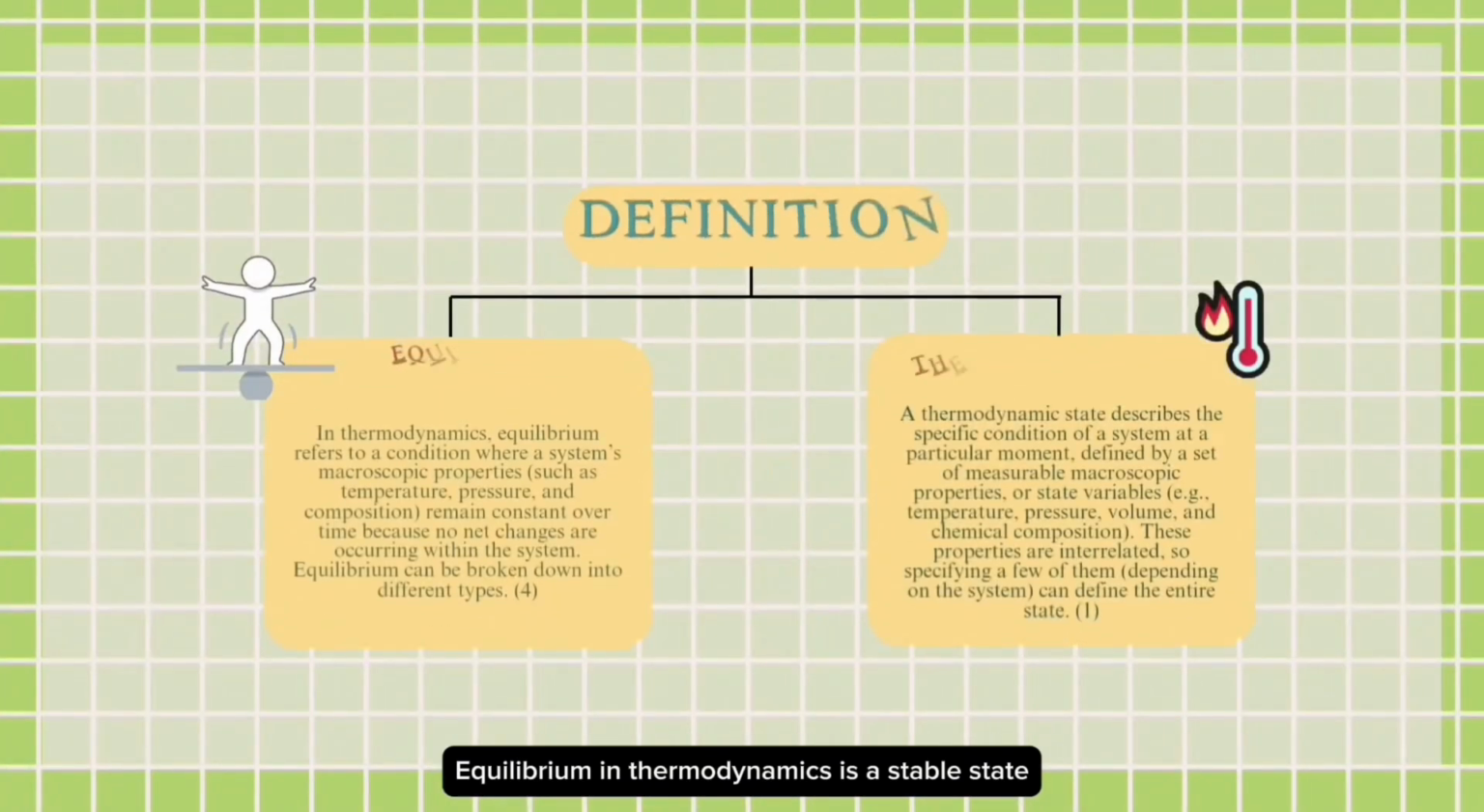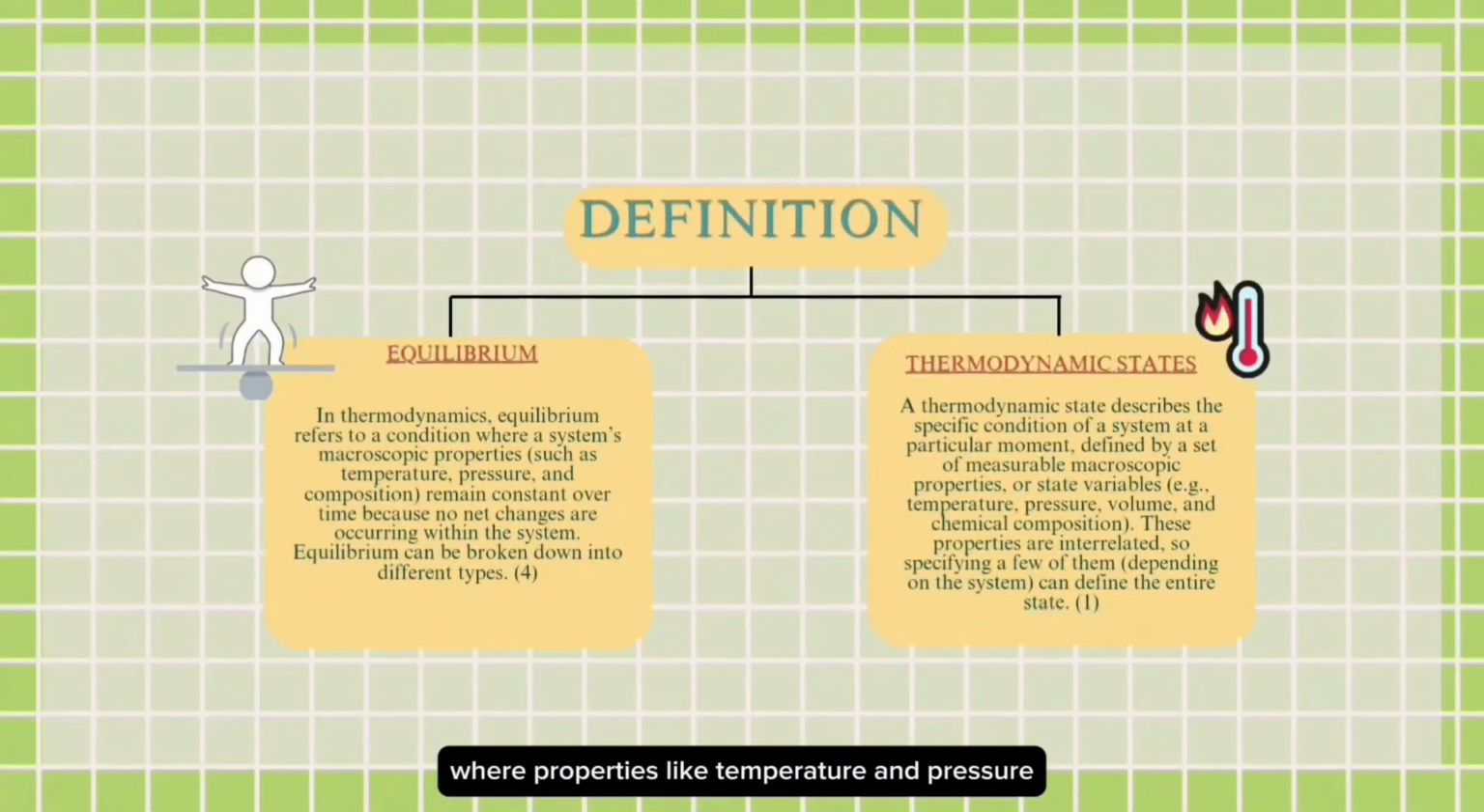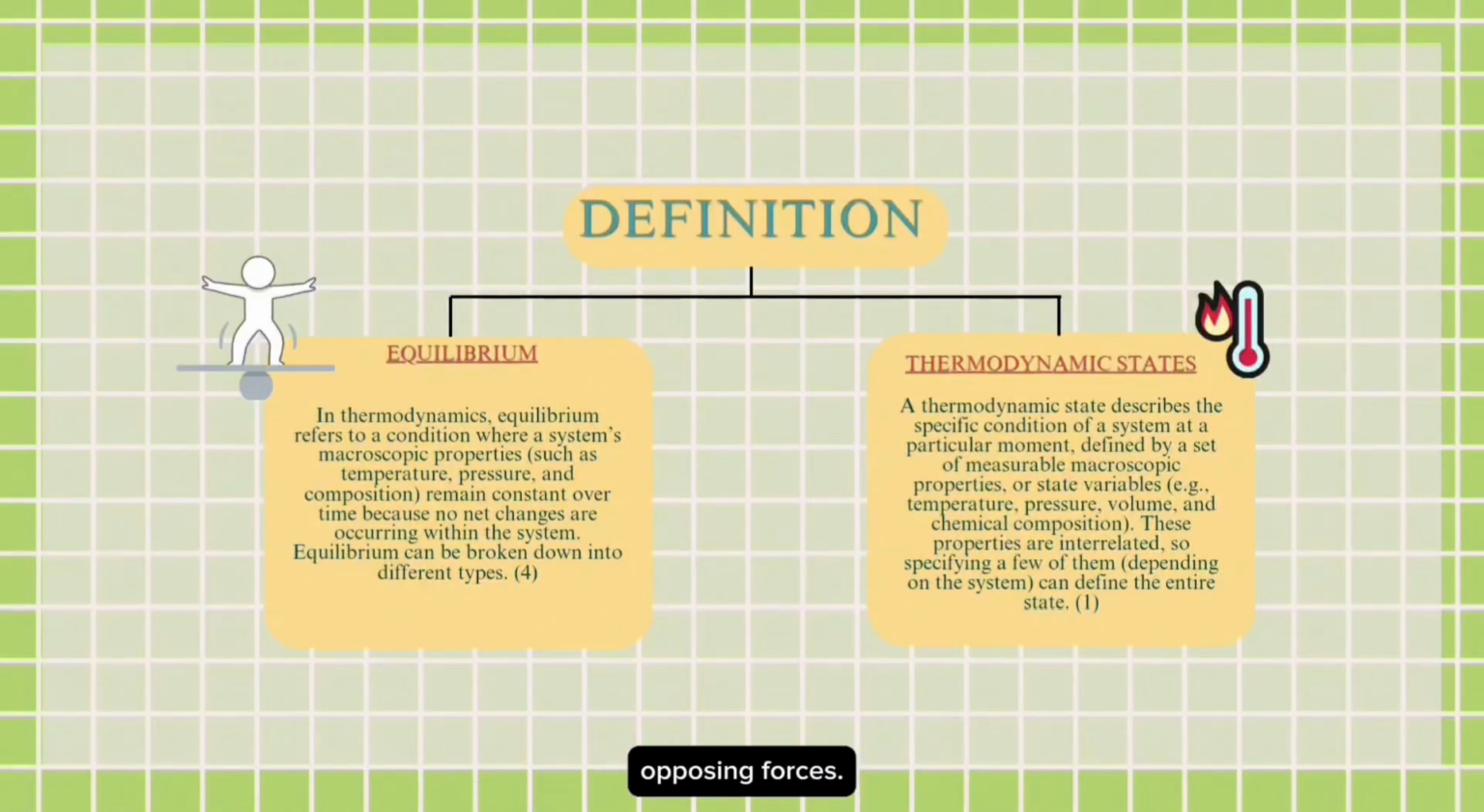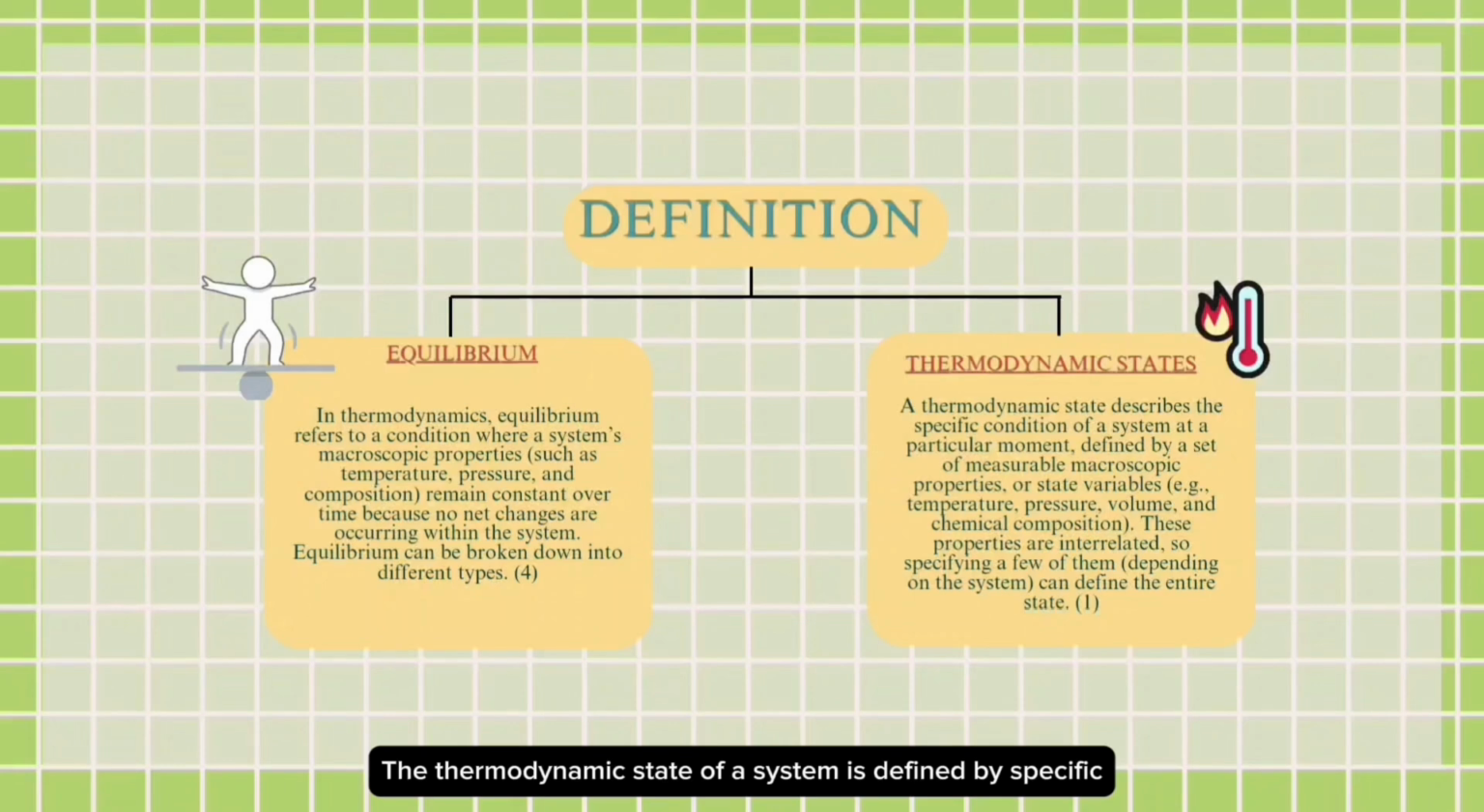Equilibrium in thermodynamics is a stable state where properties like temperature and pressure remain constant due to balanced opposing forces. The thermodynamic state of a system is defined by specific measurable properties, such as temperature, pressure, and volume, at any given time.